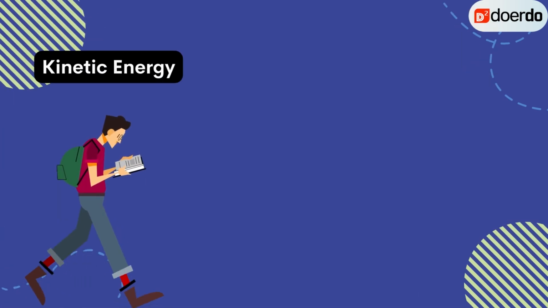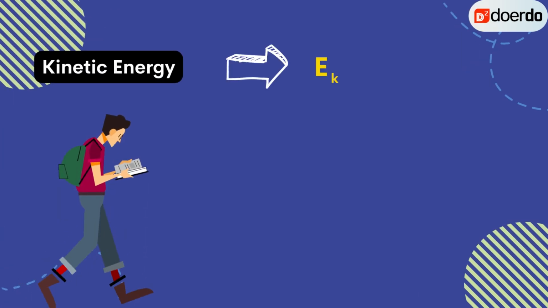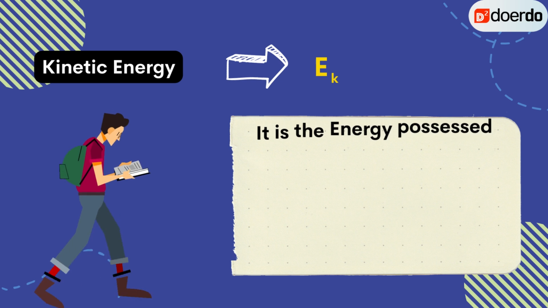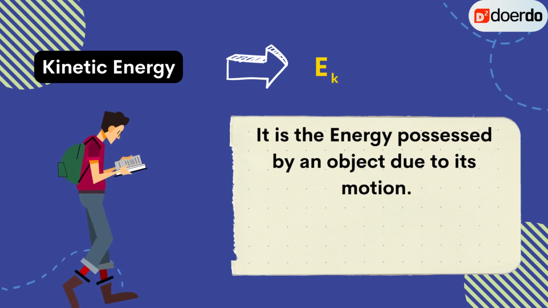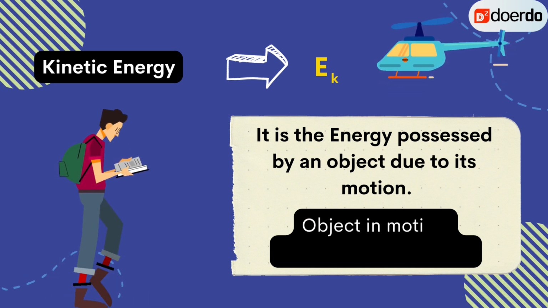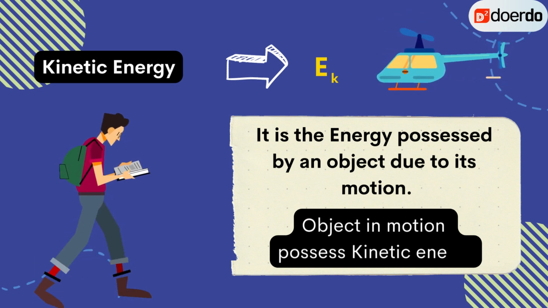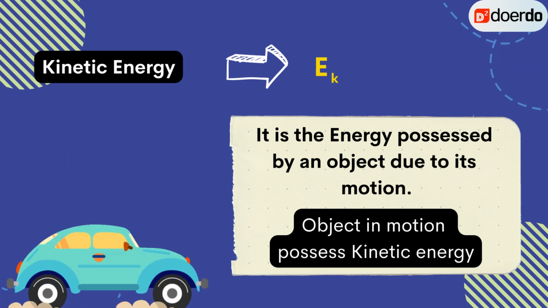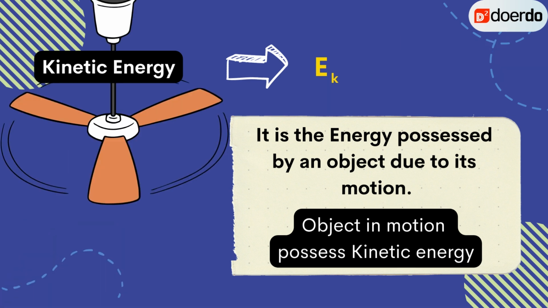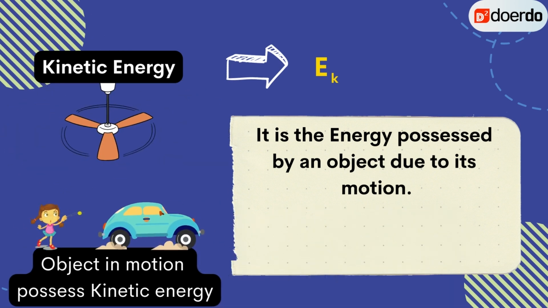Next up is the kinetic energy, which is given as EK. It is the energy possessed by an object due to its motion. Any object that is in motion possesses some kinetic energy. It can be a ball thrown in the air, or a vehicle moving on the road, or a ceiling fan rotating. All of them have kinetic energy.